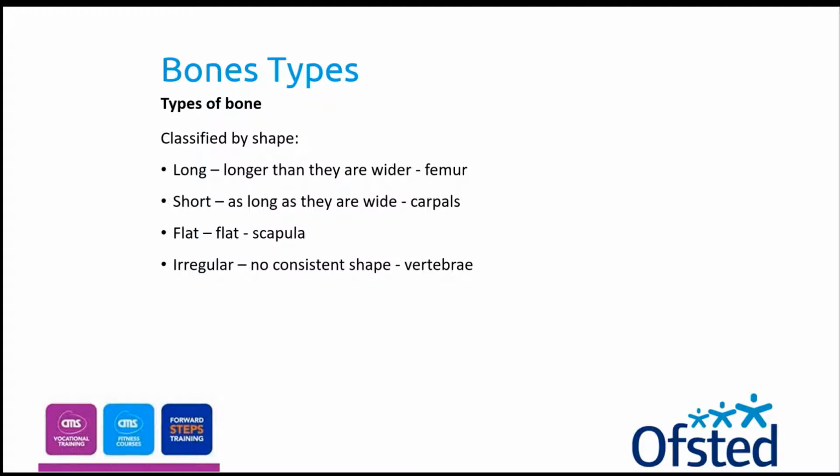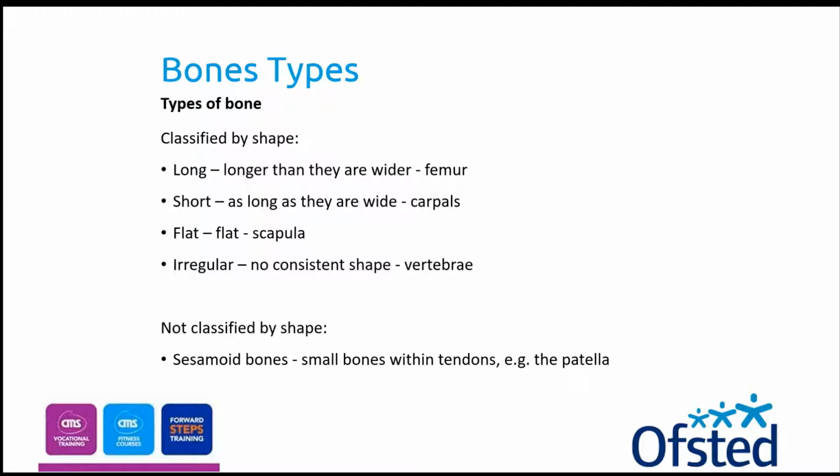An irregular bone means that they are irregular, and there's 33 of them in your body because you've got 33 vertebrae, so every single one of your vertebrae is a slightly different shape, and therefore it's classed as an irregular bone.